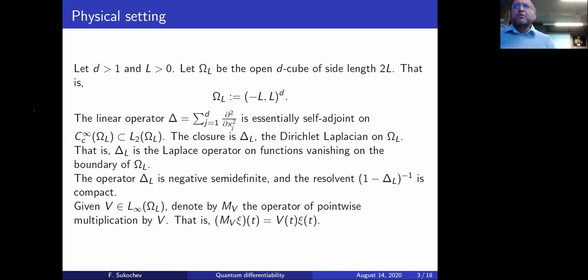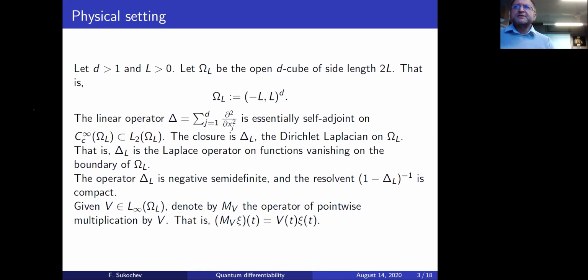notations. I will be working in the d-cube. This d-cube is taken in the d-dimensional Euclidean space, and I denote it Omega_L. So L is the length, 2L is the side length of the cube. I will be working with the classical Laplacian on the cube, with the Dirichlet Laplacian on the cube. And therefore, it is the Laplace operator on functions vanishing on the boundary.